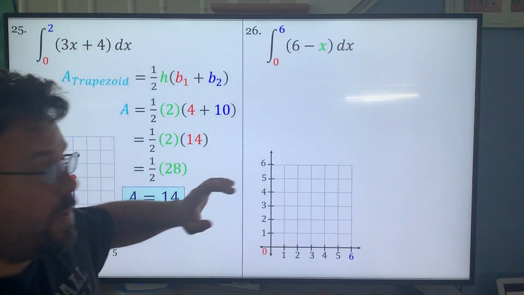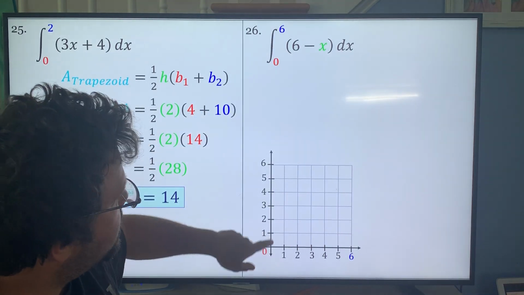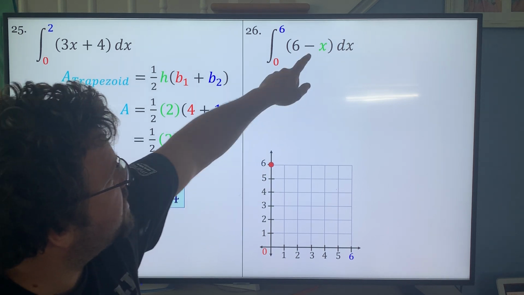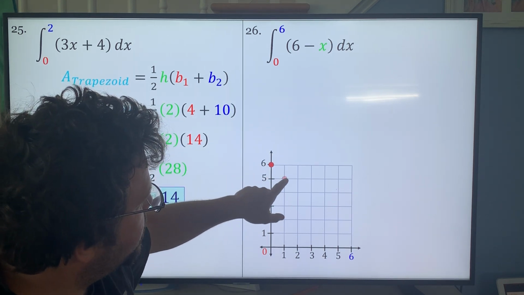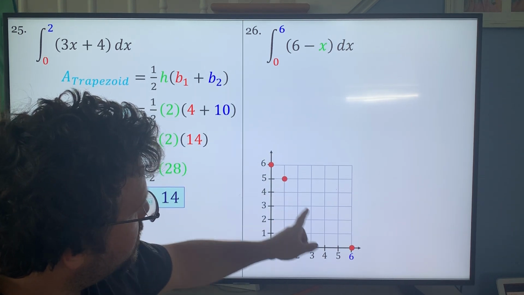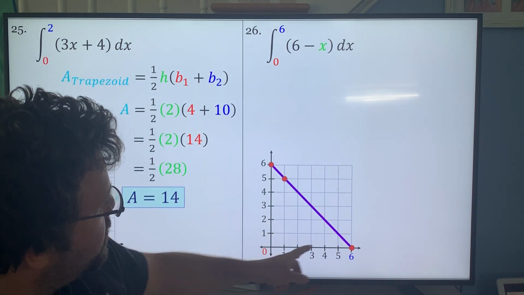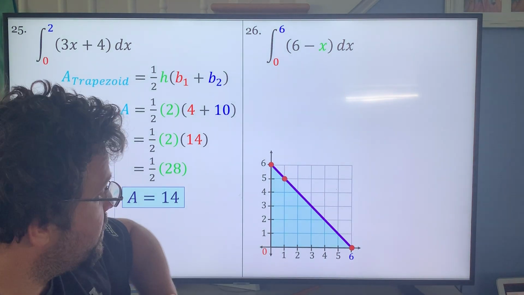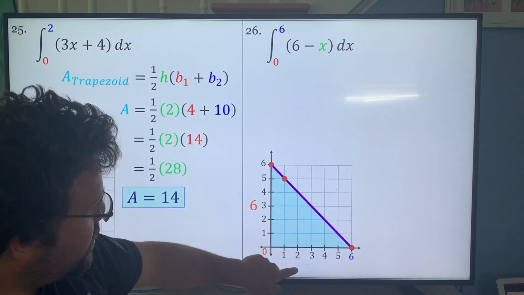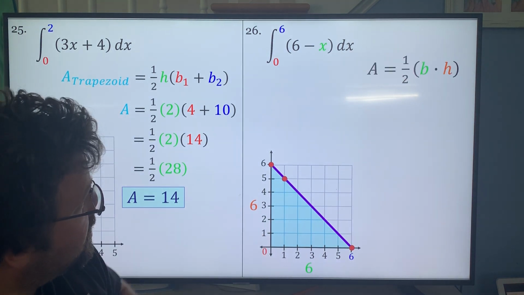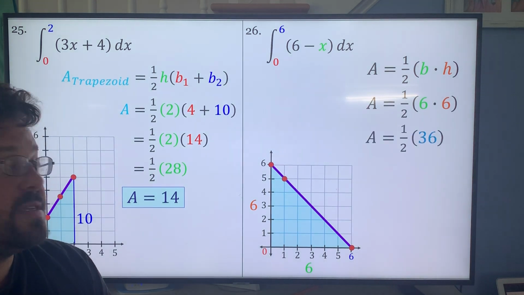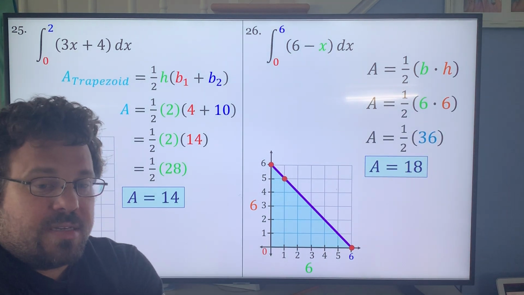Now, 26. Let me get out of your way. All right. So this one right here, 6 is what we start at. Minus x means your slope is -1. Down 1 to the right 1. Down 1 to the right 1. All the way till you get to 6. 6 minus 6 is 0. You're going from 0 to 6, and you're making a triangle, right? Base and height are both 6s. Half of 6 times 6 is half of 36, which is 18.